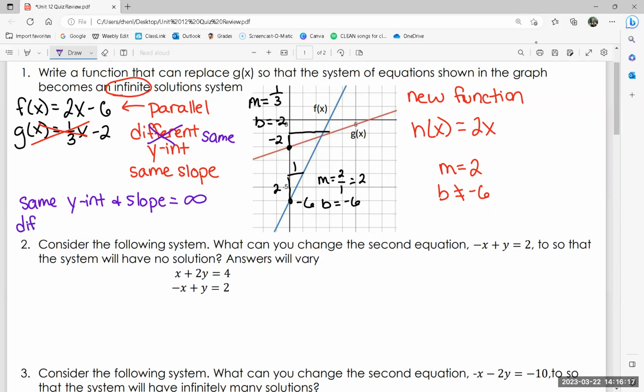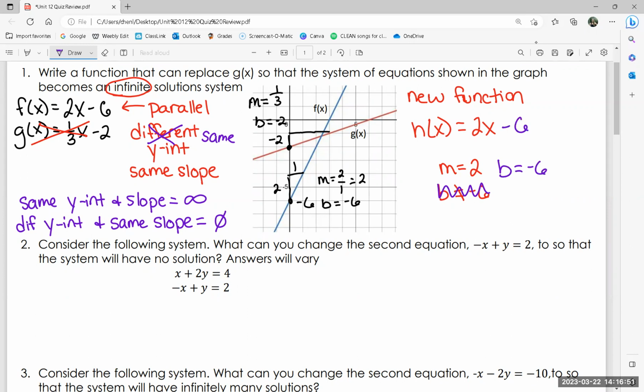If you have a different y-intercept and the same slope, just so we can clarify this, that would be your no solution. Okay, so there are two polar extremes of this question. So you either want infinitely many solutions or no solutions. I really apologize for misreading the question. It wants infinitely many solutions. So we want it on the exact same line. So we actually do want my b to be equal to -6.